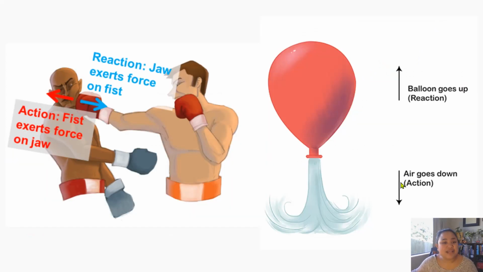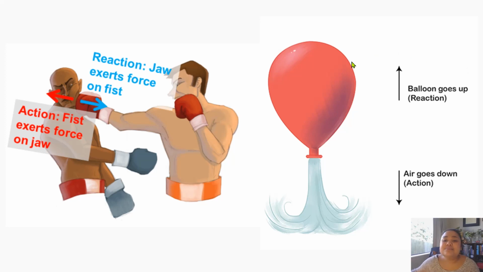Let's look at a few more examples. So in this picture there's two boxers, and this boxer here to the right is punching this boxer to the left on the jaw. The action force is that this person's fist makes contact with this person's jaw and it puts a pushing force onto the jaw. The reaction force is that this person's jaw pushes back on the fist in an equal size and opposite direction.